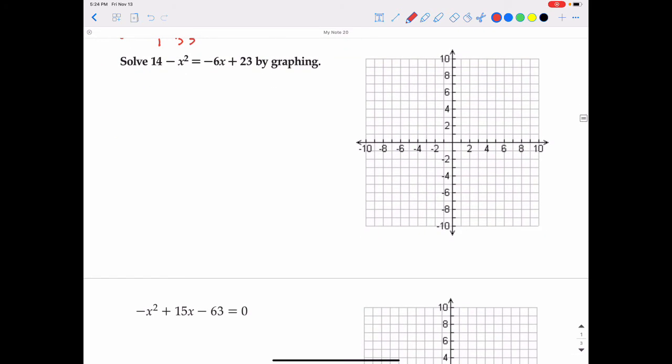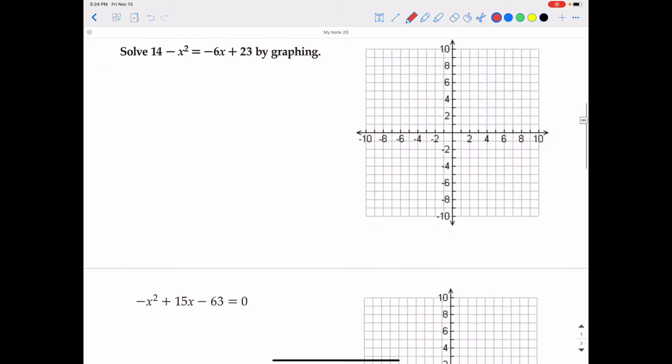So the next example is also to solve the equation by graphing. And notice this one is not set to standard form. We've got to get it set equal to 0. To do that, I think the easiest way would probably be to subtract 14 from both sides. And that would give you -x squared equals -6x, and 23 minus 14 is 9. And then I would have to add the x squared to both sides. I'm not going to put it under the x because they're not like terms. So 0 would equal x squared minus 6x plus 9.